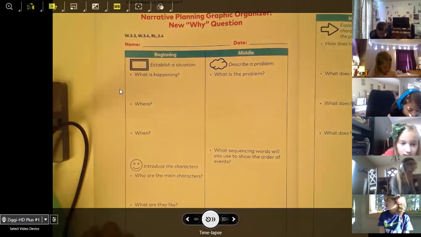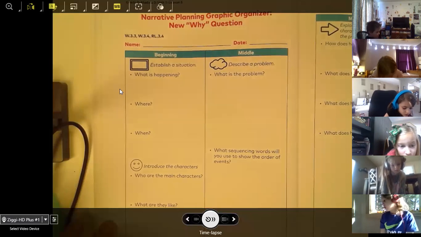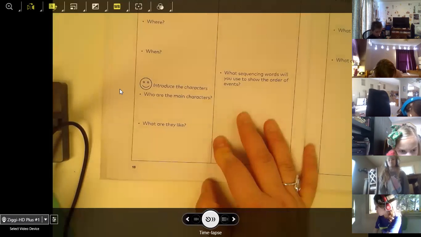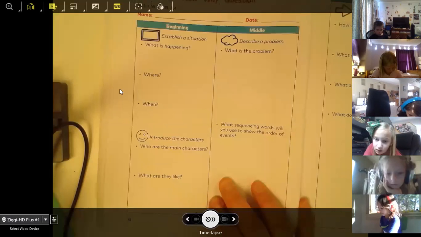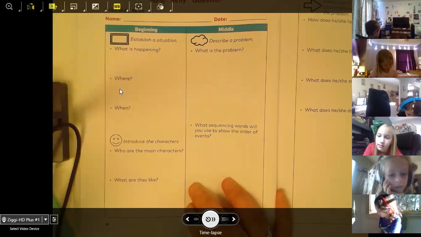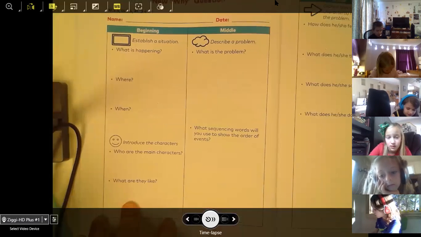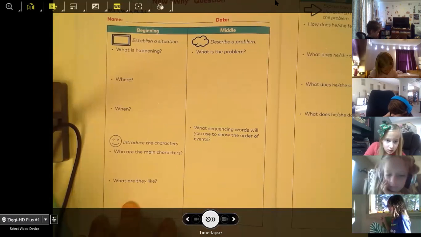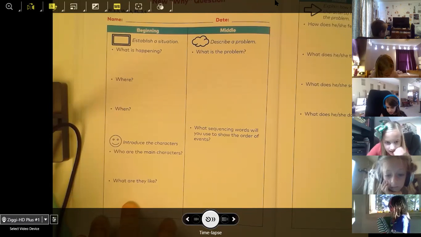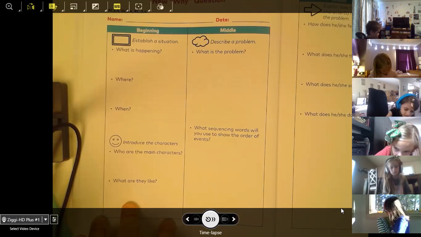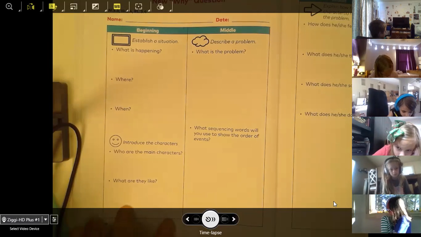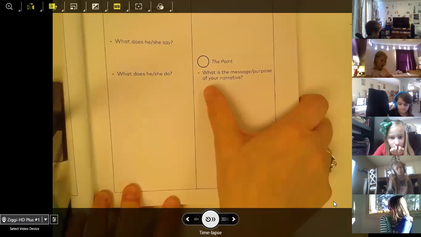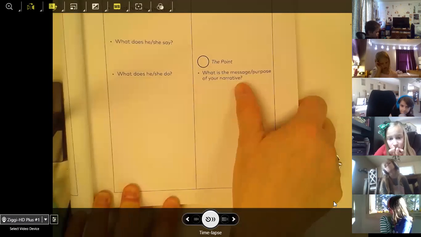What page is it? Page 18. Miss Harrison, yes. Where do you write the question on page 18? The question actually was at the end, on page 19 where it says, what is the message or purpose of your narrative? Okay, thank you. Yep, you bet.